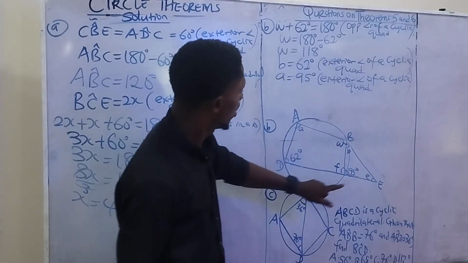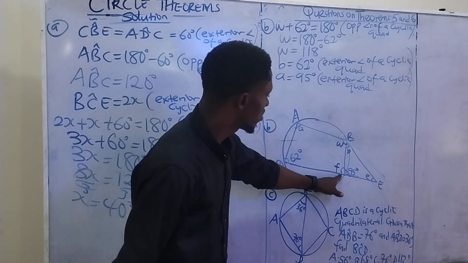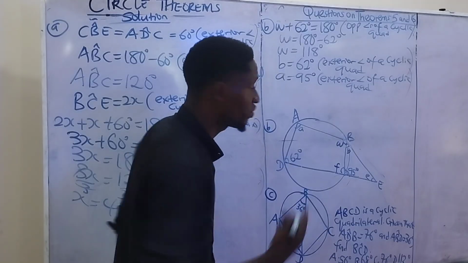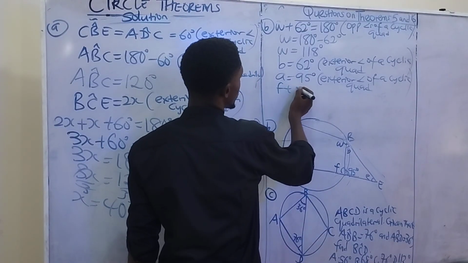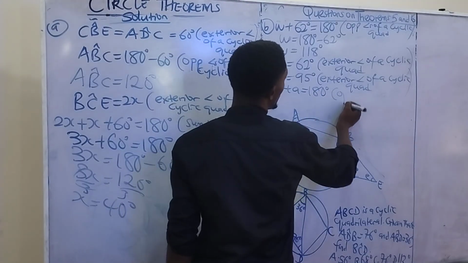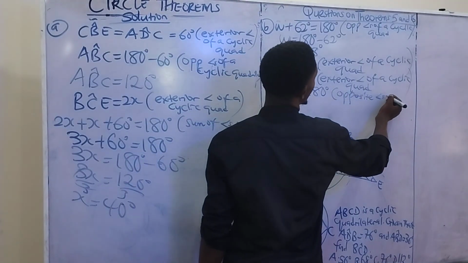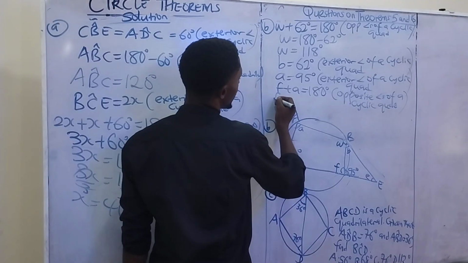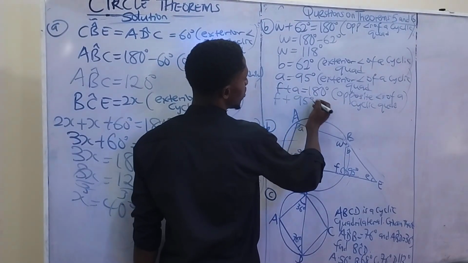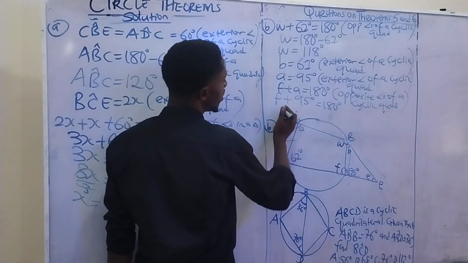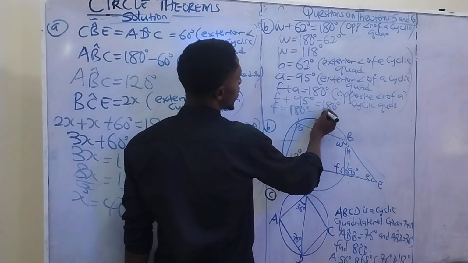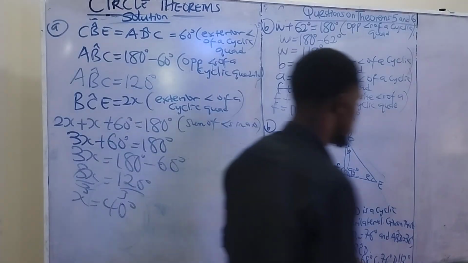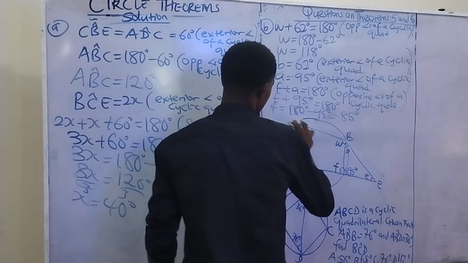Okay, we have gotten A, W, B. How do we get our F? This plus this equals 180 because they are opposite angles of a cyclic quadrilateral. So our F plus A should give us 180. Our F plus our A, which is 95, is equal to 180 degrees. Making F the subject, we have 180 minus 95, which gives us 85 degrees. So our F is 85 degrees. Let me clean part of this.